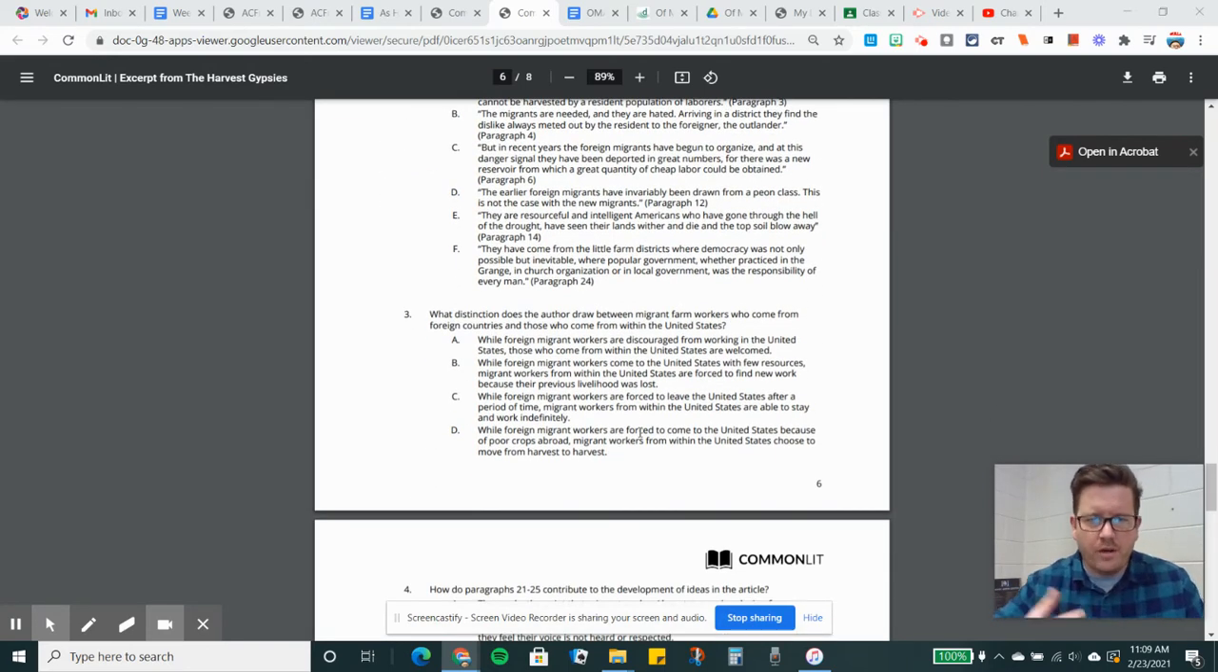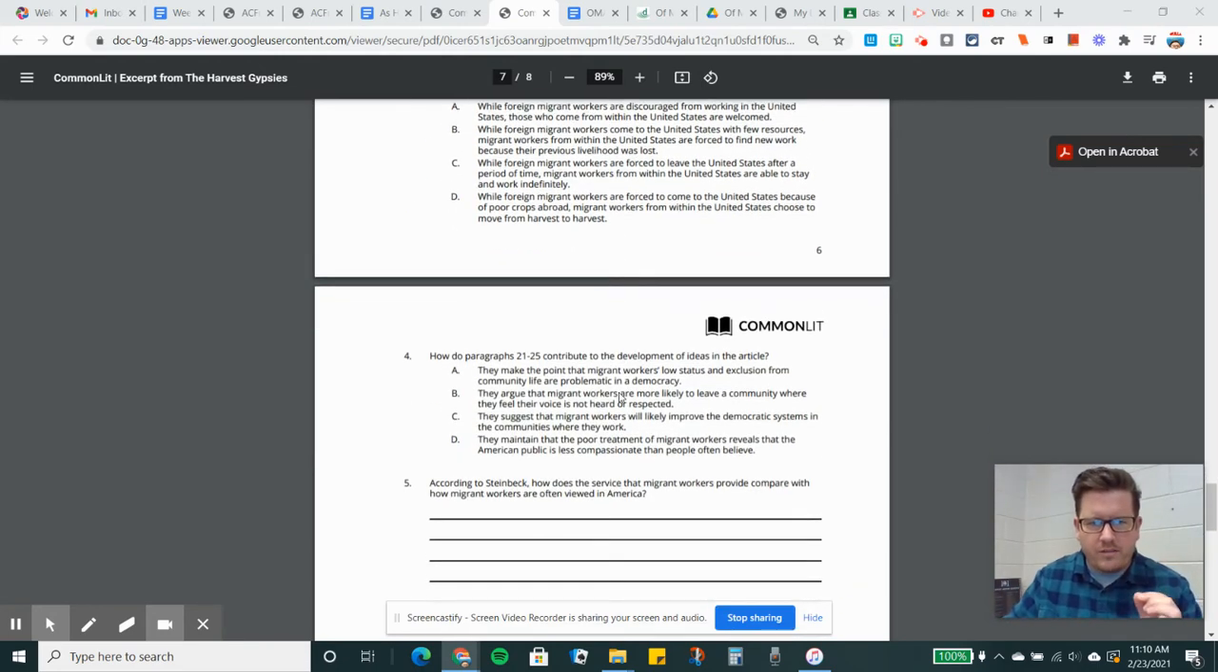Moving on to number three, what distinction does the author draw between migrant farm workers who come from foreign countries and those who come from within the United States? So there's a specific part of the text where he shifts. He says, okay, because of the deportation of this one class of migrant worker, instead we're going to focus on these migrant workers. And he begins to get into some of the distinctions, some of the separations or differences between those two different types of migrant workers. So look for the part of the text where he shifts from his discussion of foreign migrant workers to those that come from within the United States.